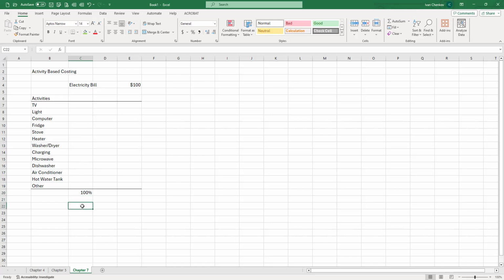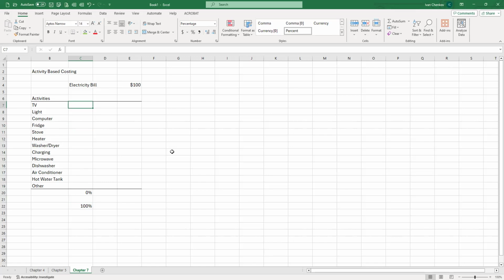Okay, let's go now and let's get this 100%. Let's set up this column to be in percentage and this one to be equal to the sum of all those items here. Our goal is to get here 100%. So let's start assigning based on the normal usage that you have, based on the idea that you have. What do you think? How much should we assign to the TV?